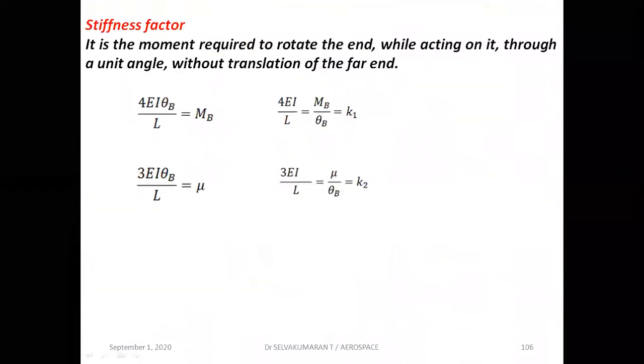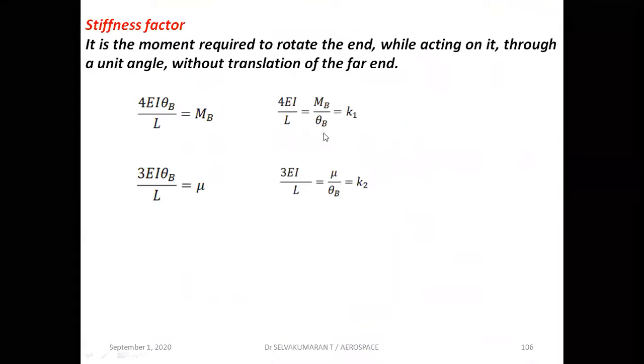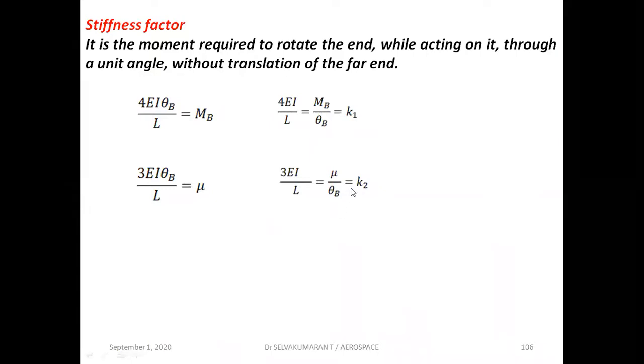Now stiffness factor, as I told you already, here MB by theta B is equal to 4 EI by L is equal to K1, stiffness factor when one end is fixed. And Mu by theta B is equal to K2, which is nothing but 3 EI by L, which is the stiffness factor K2 when one end is simply supported or hinged or pinned or roller support. Okay, K1, K2 stiffness factors.